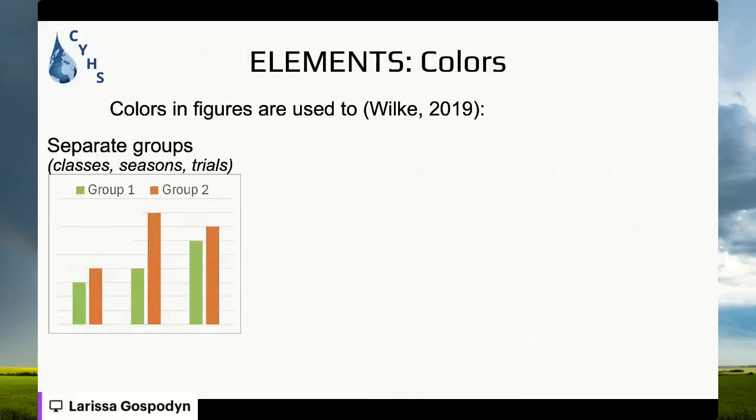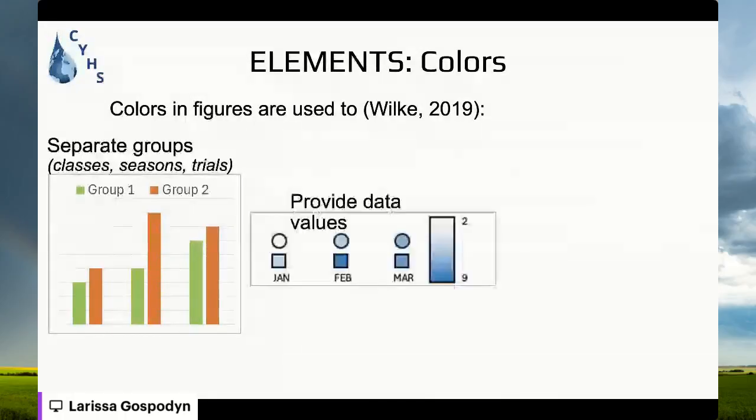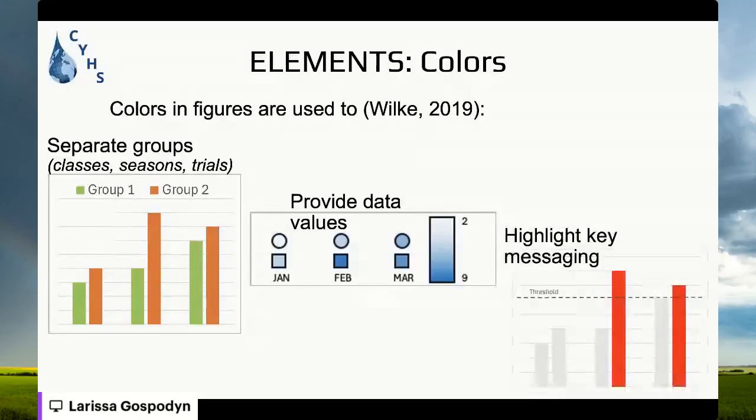So maybe you have group 1 being one color and group 2 being another color. The second thing we use color for is really to provide numerical data. So we can use a scale. Here I've just used a gradient, which shows the exact same information as the first figure, just a different way to show it. And then the third thing that we can use color for is to highlight key messaging.